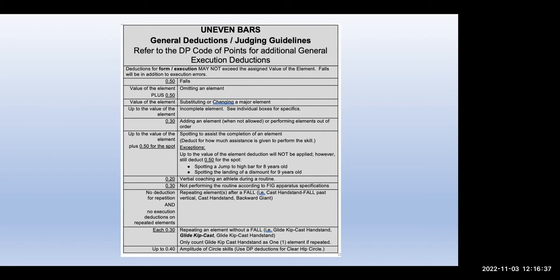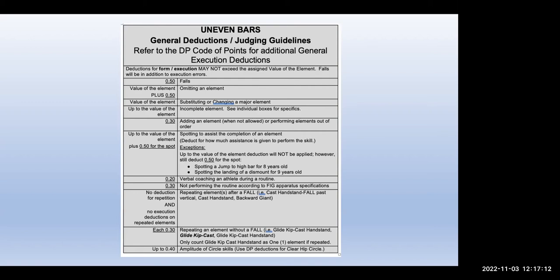If it's incomplete, and a lot of times they're trying a clear hip or a skill and they can't make it up and they turn and fall off, you take the fall and then you look at how much of the element they actually completed and you take up to the value. Okay, that is really not anything different. If they add an element, it's 3/10. But if they've fallen off, they're allowed to get back to the point of interruption, which I'll talk about again in a minute.